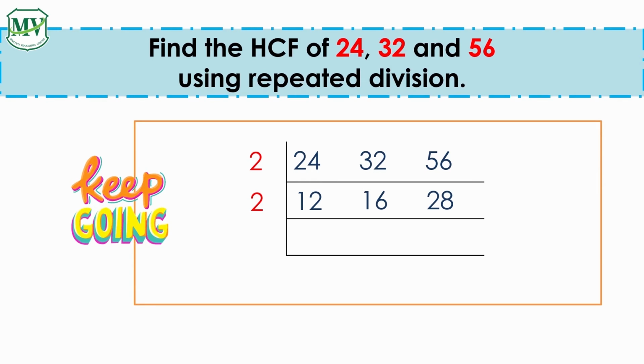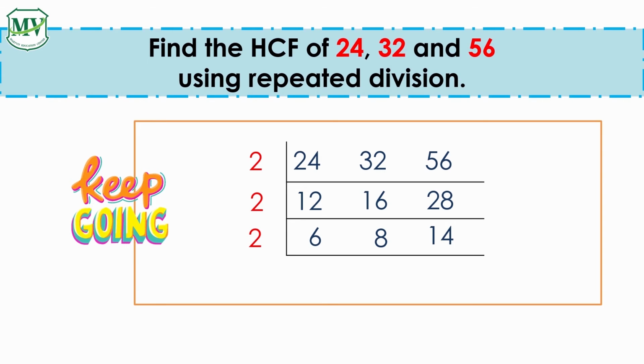Yes, you're right. 12 divided by 2 is 6. 16 divided by 2 is 8. 28 divided by 2 is 14. What prime number can you divide 6, 8, and 14?